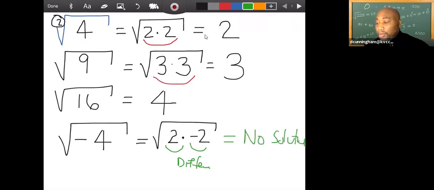Not in the real numbers. So there's no solution, not in the real numbers. So you cannot take the square root of a negative number. So there's no solution. Let's look at some more.